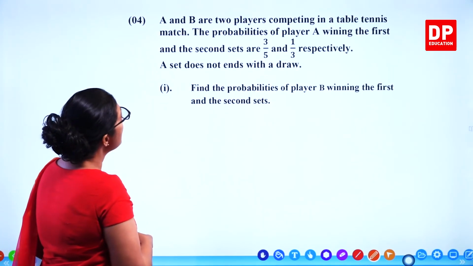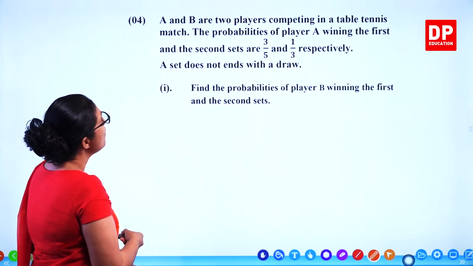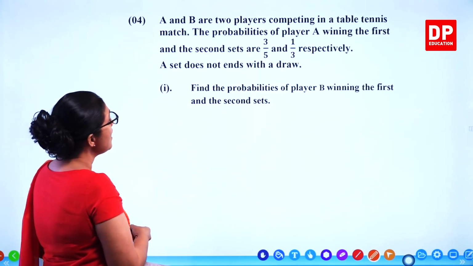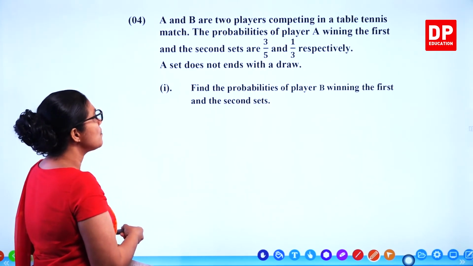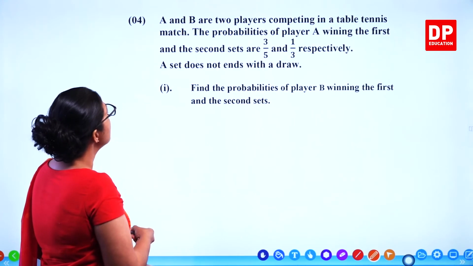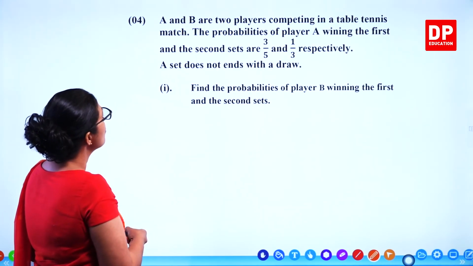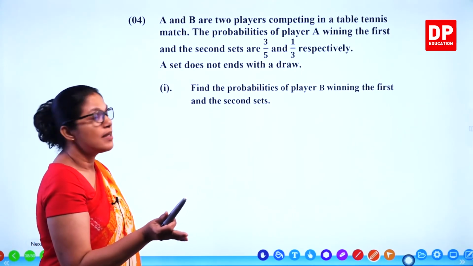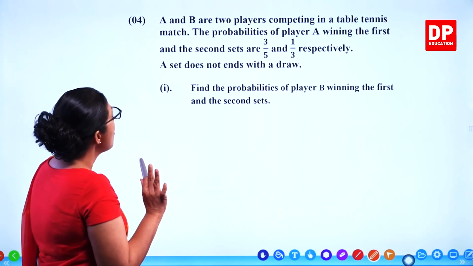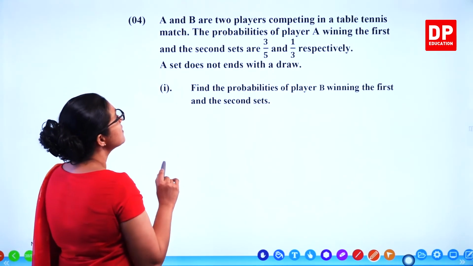A and B are 2 players competing in a table tennis match. The probability of player A winning the first and the second sets are 3/5 and 1/3 respectively. A set does not end with a draw. So, not getting draw, just winning or losing. Find the probabilities of player B winning the first and the second set.